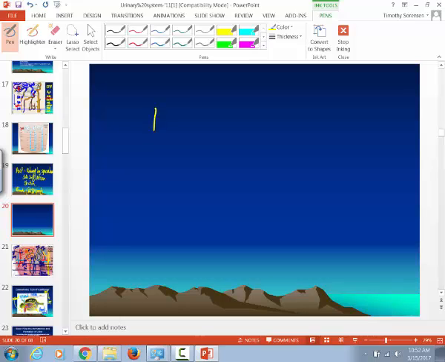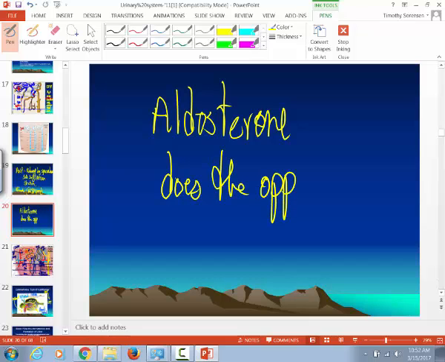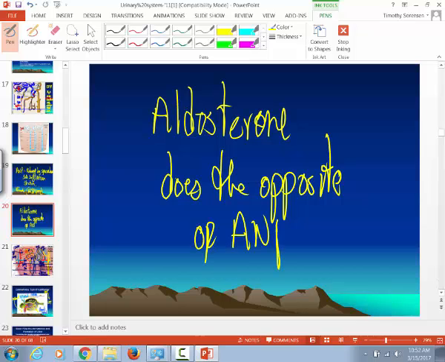Okay, here we go. Where's aldosterone released from? Better get this right. That's the cortex of the kidney. And aldosterone, watch, does the opposite of ANP.